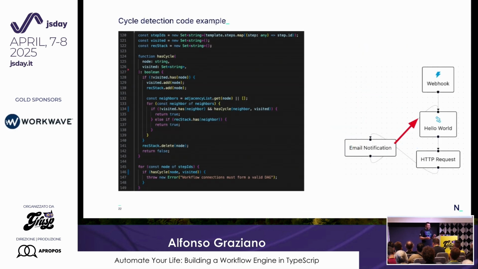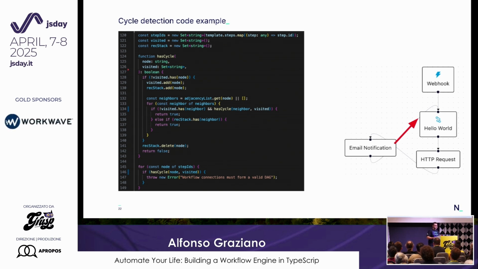Easy. So first of all, we have some code to do some cycle detection. So as you can see here on the right, we have our webhook, then we have a couple of steps, then we send an email or we do whatever we want, and then we go back into the hello world, which is basically just doing nothing. It's just printing hello world. Now, we want to avoid having this arrow here. We want to avoid having this cycle.